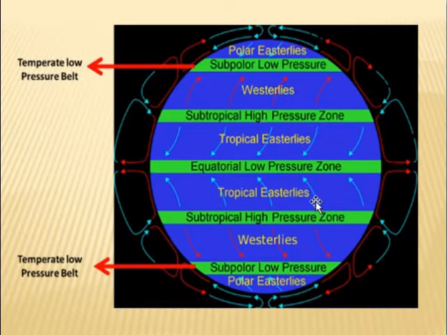Now, generally, depending on the direction from which the wind starts blowing, wind names are given. As in the northern hemisphere it is coming from the northeast direction, that is why its name is northeast trade wind, and in the southern hemisphere it is coming from the southeast, that is why it is known as southeast trade wind.